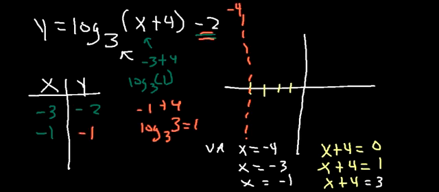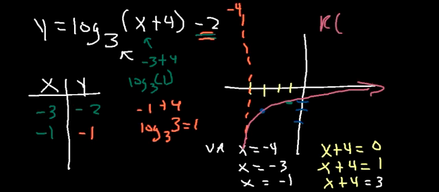And then plot those numbers. So at negative 3, we're at negative 2, well, not on the y-axis, but going down 2. Then the next point is at negative 1, and then down 1, which is over here. So starting from the asymptote, we're going to follow those 2 points.